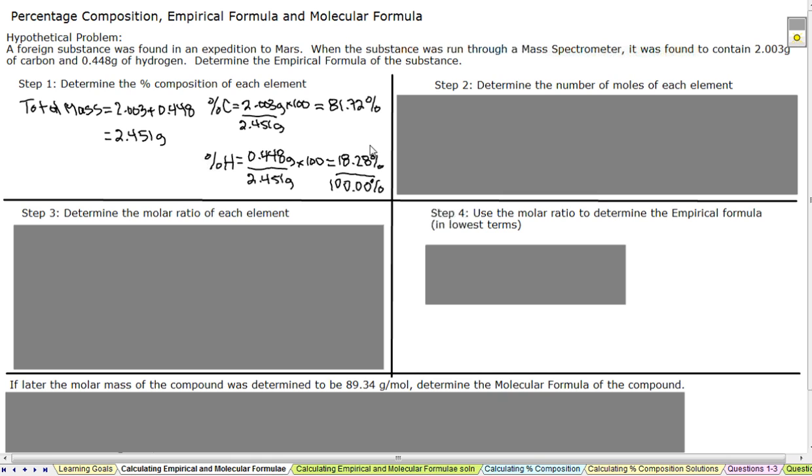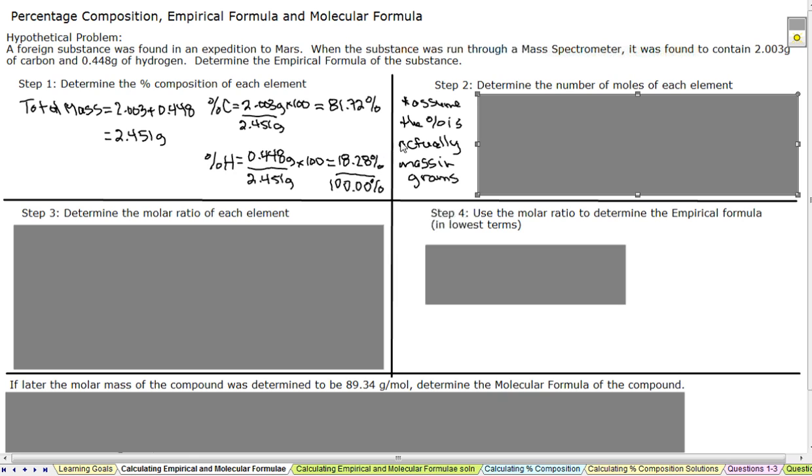Now in step 2, we want to determine the number of moles of each element. So what we do here is we make an assumption. What we assume is that the percentage is actually the mass in grams. So these percentages that we have here, instead of looking at them as percentages, we're going to pretend that that's the number of grams of each element in 100 grams of the sample. Even though, of course, our sample is 2.451, let's pretend, now that we have the percentages, that we have 100 grams. And of that 100 grams, we have 81.72 grams of carbon and 18.28 grams of hydrogen.